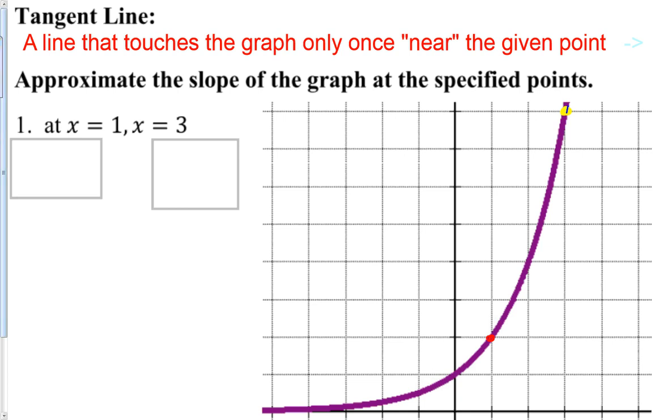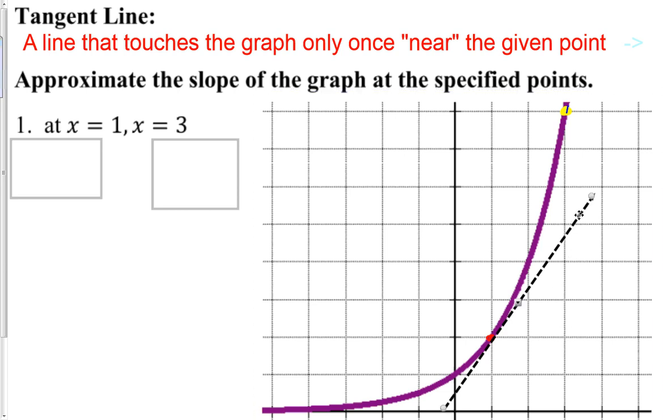So the problems we're going to start with are: approximate the slope of the graph at the specified points. Now, we've got x is 1, so I filled in x is 1 right there, and we want to draw a line that just touches at that point, and then check the slope of that line. So my line is pretty close, it just touches. Then you look, and what's the slope of this line? We'll go over 1, up 1.5. So it should be about up 3 over 2.